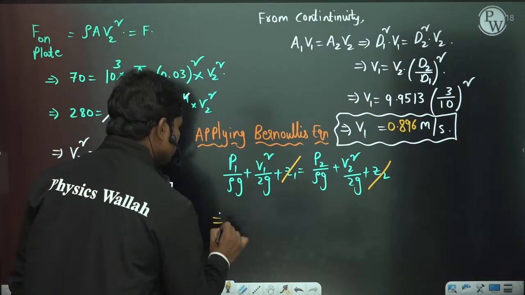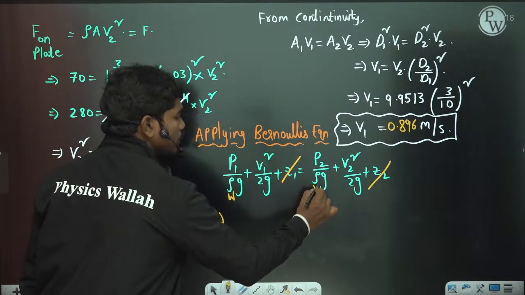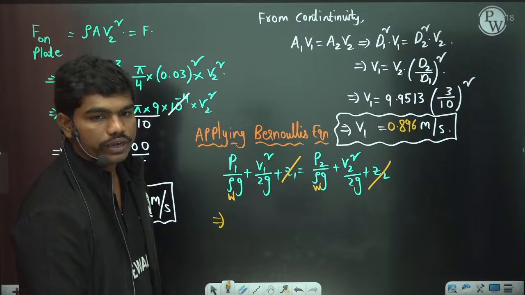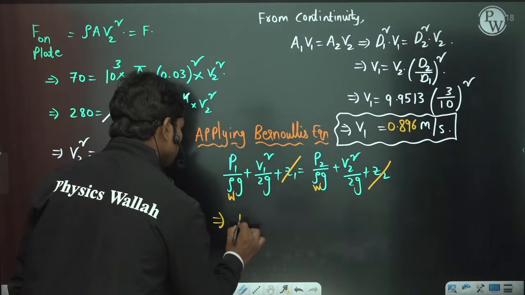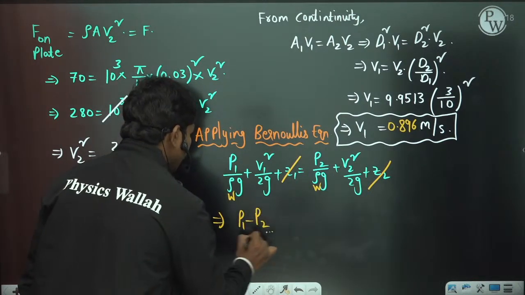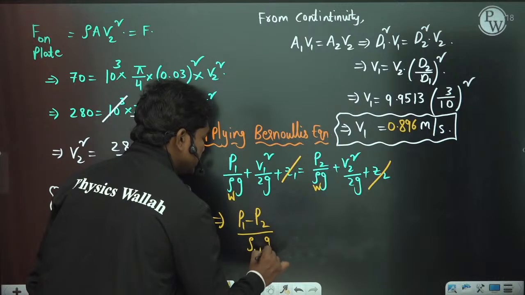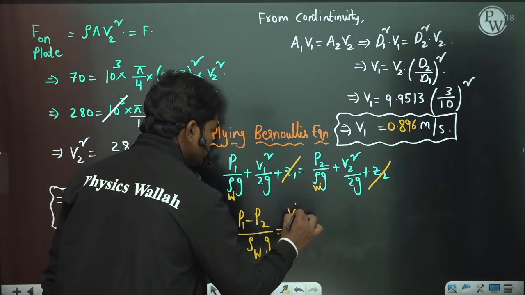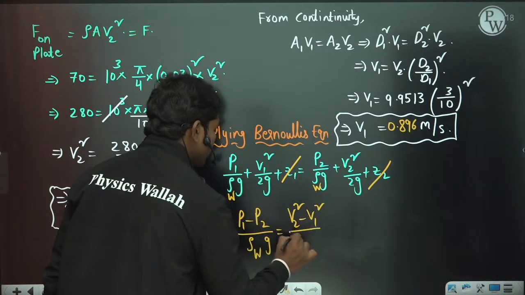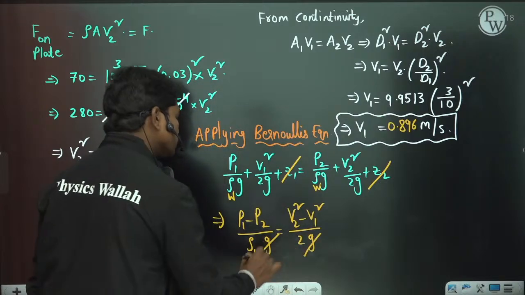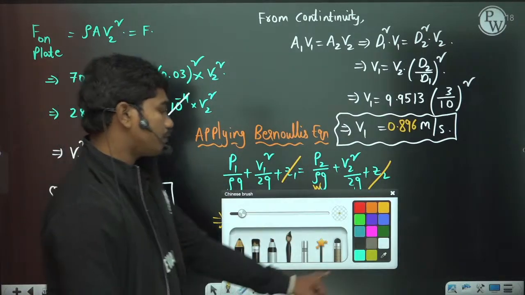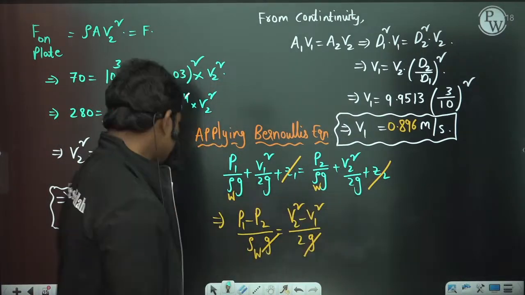So P1 minus P2, where rho is the density of water, because water is the substance flowing in that pipe, P1 minus P2 by density of water into g is equal to V2 square minus V1 square divided by 2g. So g gets cancelled of course. Now let us see the pressure difference from this manometer, and the equations from the manometer.